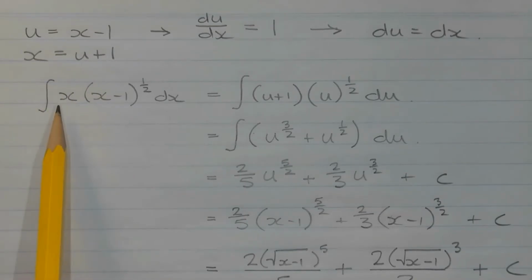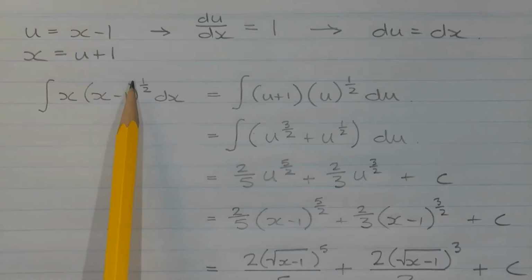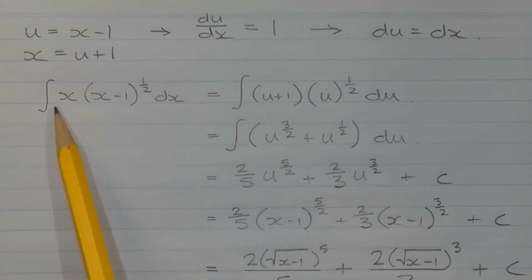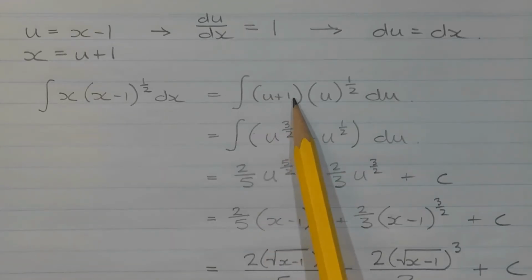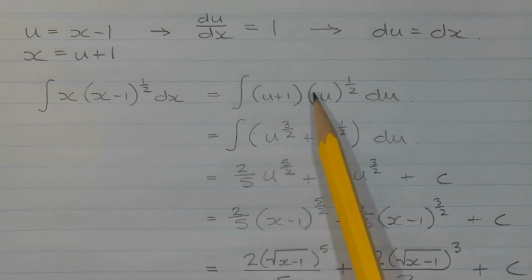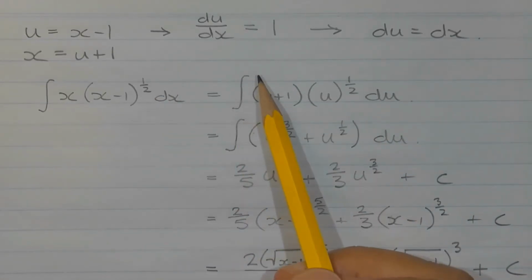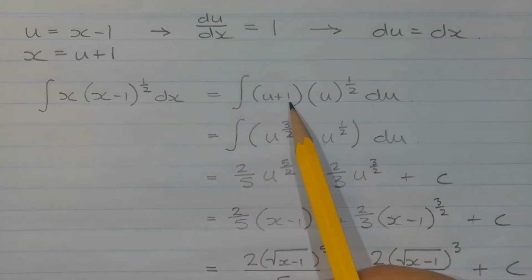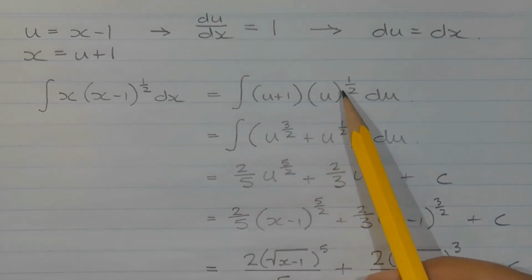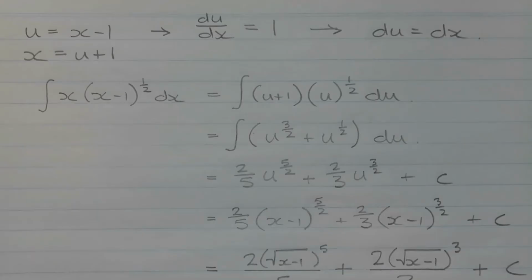So the integral of x times (x minus 1) to the power of half, notice that I've written the surd in index form, we can replace it with an integrand in terms of u. So x is replaced with u plus 1 and x minus 1 is replaced with u. And the differential dx is replaced with du. So the integral becomes the integral of (u plus 1) times u to the power of half du.